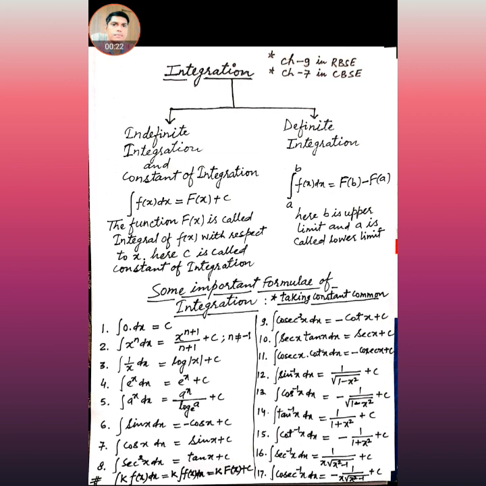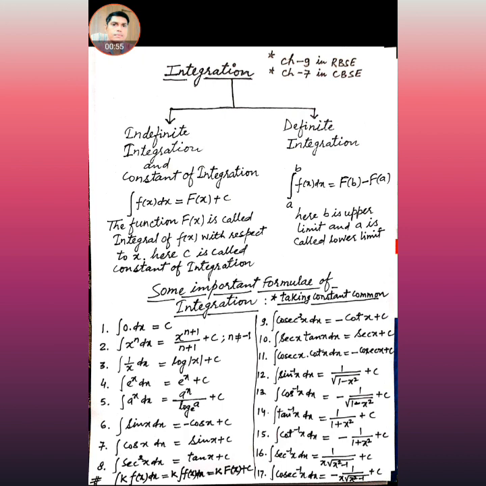In indefinite integration, we use two specific symbols. First is the sign of summation and second is capital C. The sign of summation is used to indicate integration, and C is used as an error which occurs during integration. So it is known as the constant of integration.